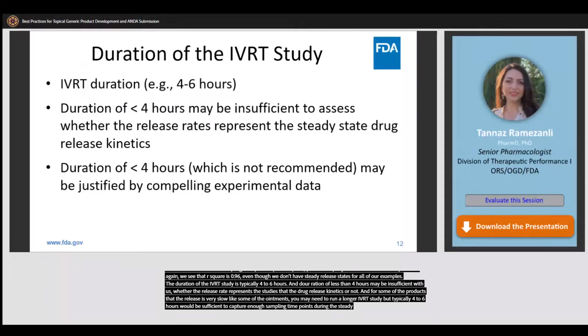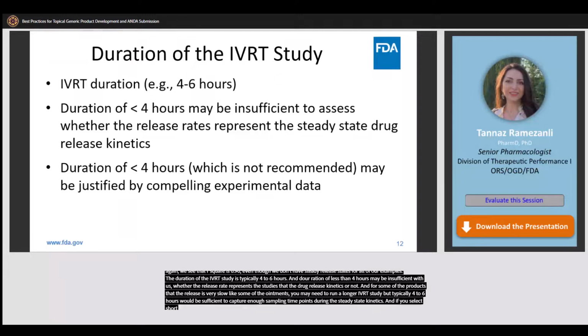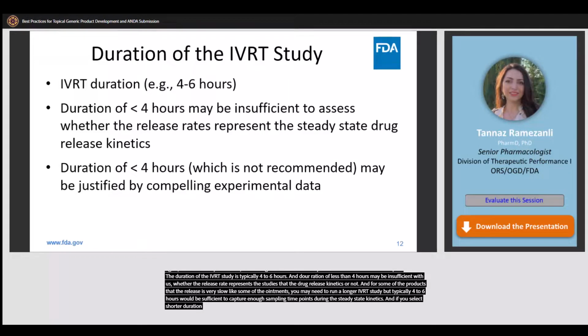And if you select a shorter duration, like less than 4 hours, which is not recommended, you may need to justify it with compelling experimental data and demonstrate that you tried to optimize other method parameters to be able to run a longer duration of IVRT study, and were unsuccessful. That's why you had to select a duration of less than 4 hours. And those need to be submitted in your method development report.